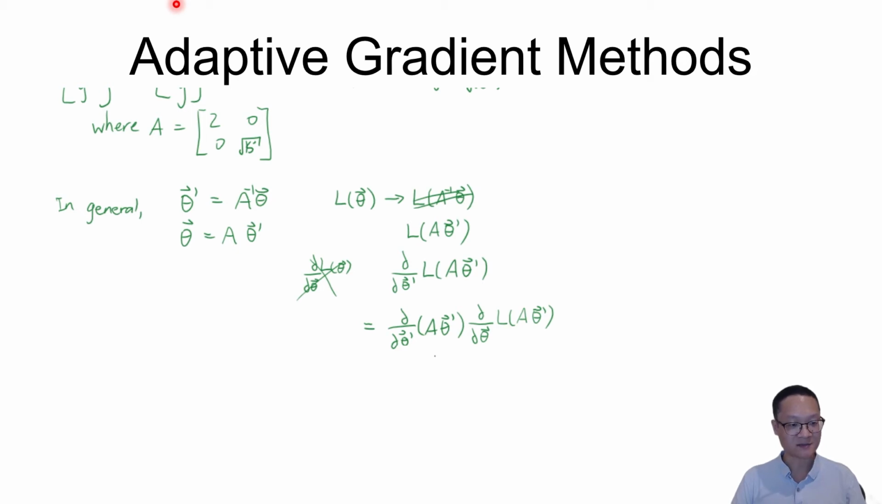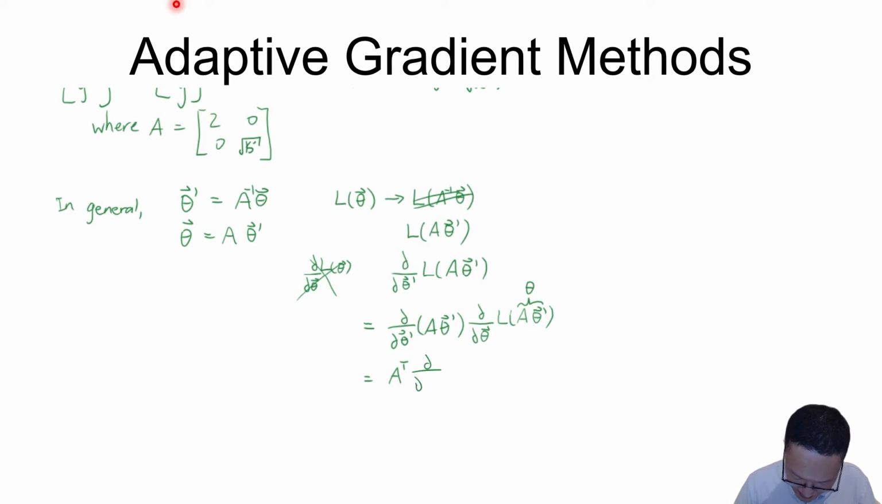Okay, so that's the chain rule. The first part is just the matrix derivative that we have seen before, so that gives us A transpose. The second part, this part is just theta, so this is just the previous gradient before. So we just have A transpose times the previous gradient.